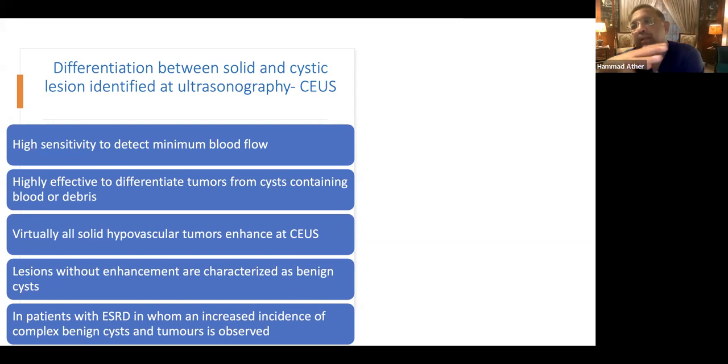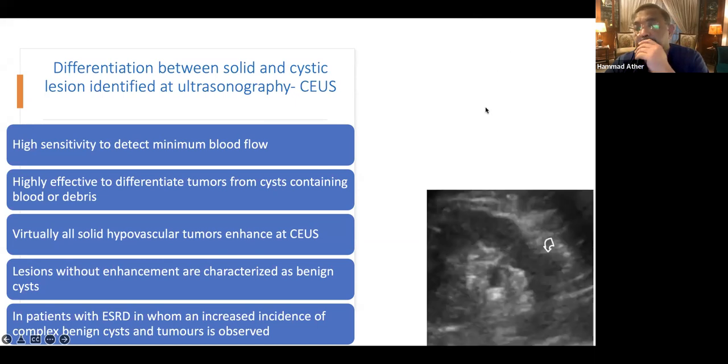One more clinical area where we as clinicians often find issues is patients with end-stage renal disease or CKD who have complex benign cysts. They are very frequently seen in patients who are on dialysis. Contrast agent administration is difficult, so ultrasound definitely has a role in this.